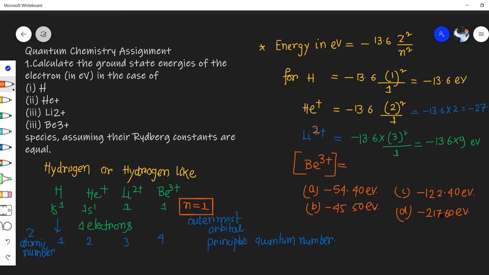Try to incorporate yourself within these questions, because in this quantum chemistry assignment we'll be learning a lot of things which will help you in the CSIR NET examinations. So work very hard till you get the JRF.